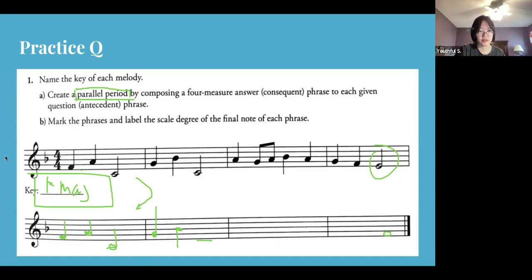And then you might be like, oh, that's so repetitive though. Well, it didn't tell you to write a contrasting period, so all you need to do is copy. So if it tells you to write a parallel period and then you start going on a composing journey, then you'll actually get marks taken off. So since it tells you to write a parallel period, all you need to do is copy everything down.